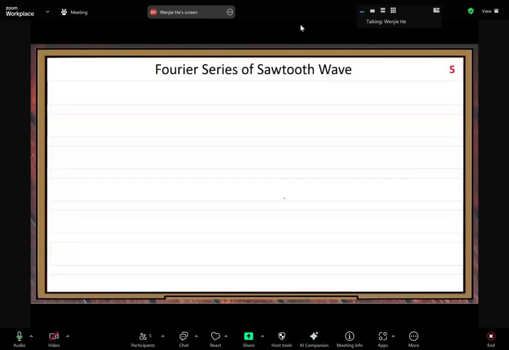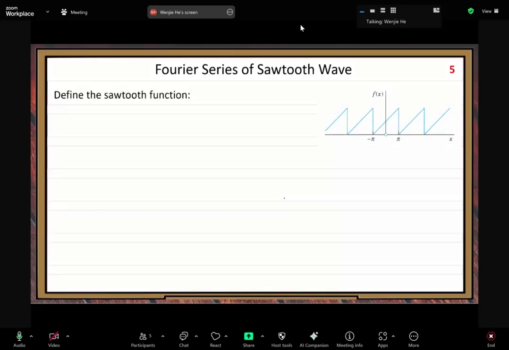Fourier series of the sawtooth wave. This is the sawtooth wave, the shape looks like this. We define the sawtooth function. We only need to define one interval, then we expand by the periodic function properties.